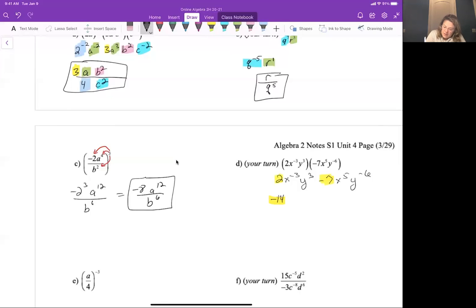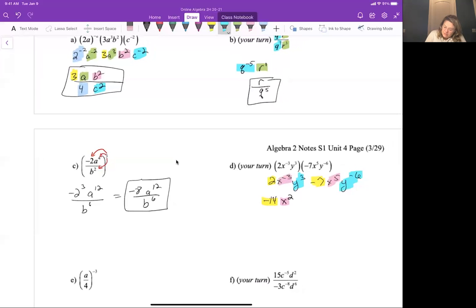Then I would combine my x's. So what do I have? I have x to the 5th and x to the 3rd. So add them, and 5 plus negative 3 gives me a positive 2. Then I would combine my y to the 3rd and my y to the minus 6th. So negative 6 plus a positive 3 gives me negative 3, and I would have to put that on the bottom to get the negative exponent to be positive. So I'd have negative 14x squared over y cubed.